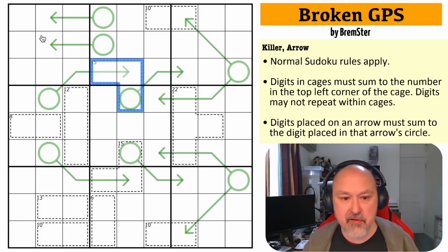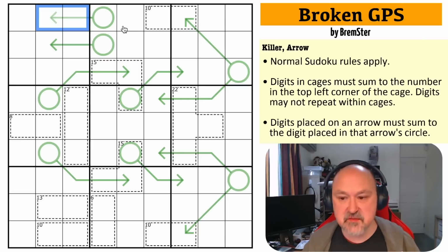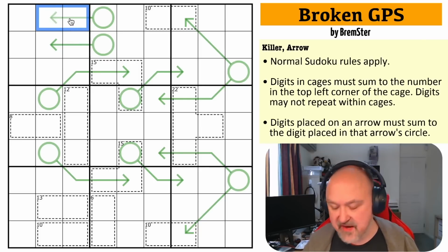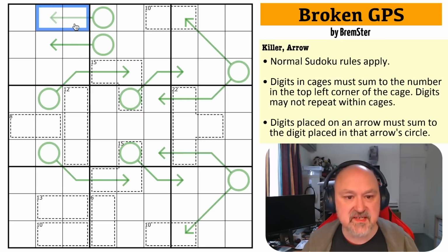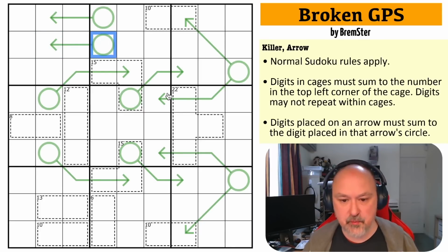Digits placed on an arrow must sum to that... my mouse is not working correctly. Digits placed on an arrow must sum to the digit placed in that arrow's circle. I'm just going to have to push through. Which means the sum of those two will go there, the sum of those two will go there. And it's the same with all of the arrows. I'm going to restart the puzzle to restart my timer. Let's give this a shot.